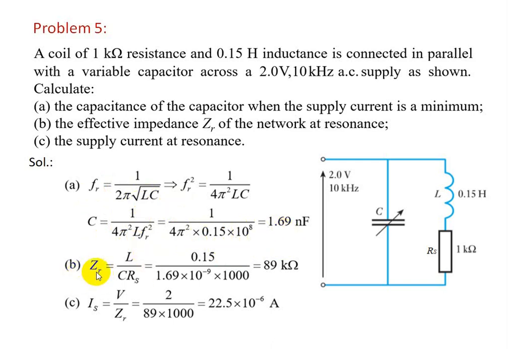Next, the impedance at resonance will be equal to L by C RS. Already we have seen the expression. So this will be equal to 0.15 henries, the inductance value, divided by 1.69 into 10 to the power of minus 9, the capacitance value we have found, and RS value is 1000. This value comes to be around 89 kilo ohms. Coming to the current IS, it is voltage divided by this impedance. So 2 volts and impedance 89 kilo ohm, that is 89,000, which comes to be around 22.5 into 10 to the power of minus 6 ampere.